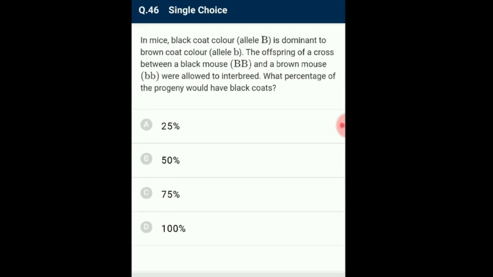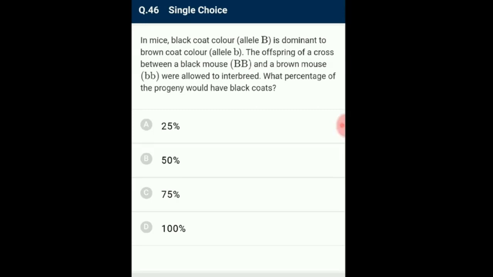Question number 46. In mice, black coat color, that is allele capital B, is dominant to brown coat color, allele small b. The offsprings of a cross between a black mouse capital B and a brown mouse small b were allowed to interbreed. What percentage of the progeny would be black coats? Monohybrid cross is defined as a genetic mix between two individuals who have homozygous genotypes or genotypes that have completely dominant or completely recessive alleles which result in opposite phenotypes for a certain genetic trait. The phenotypic ratio and genotypic ratio of F2 generation for a monohybrid cross comes to 3:1 and 1:2:1.